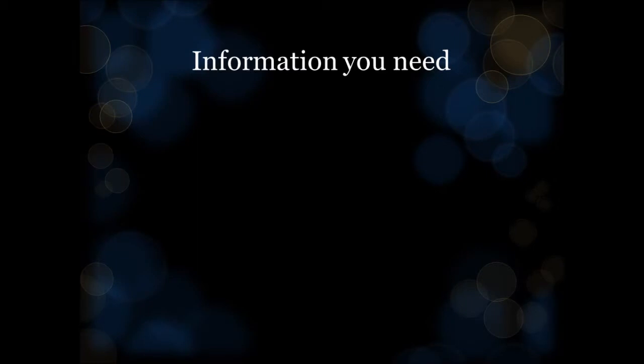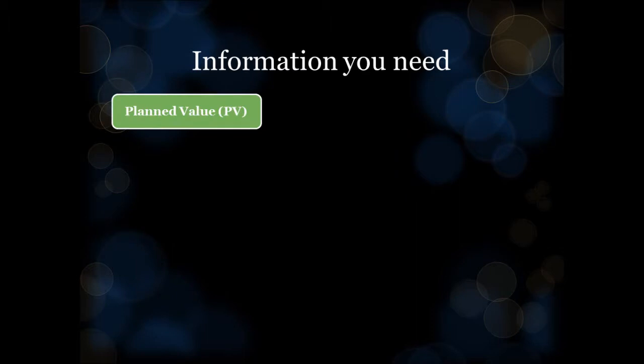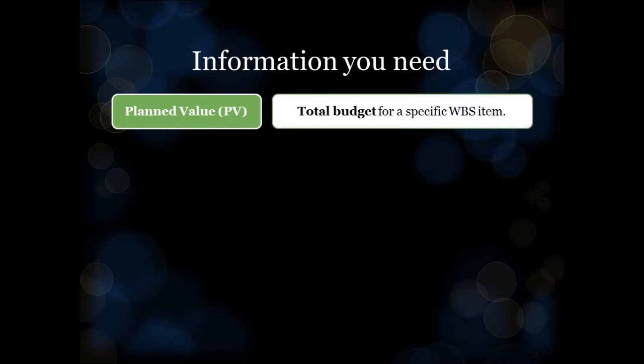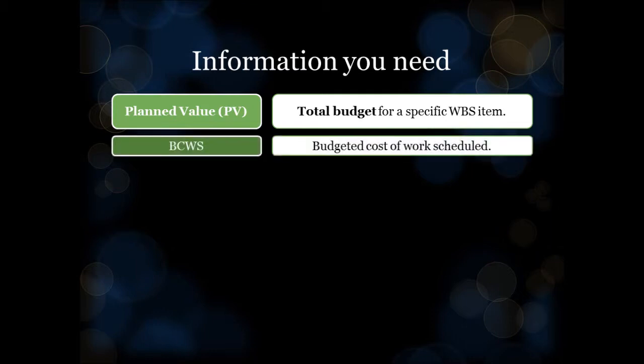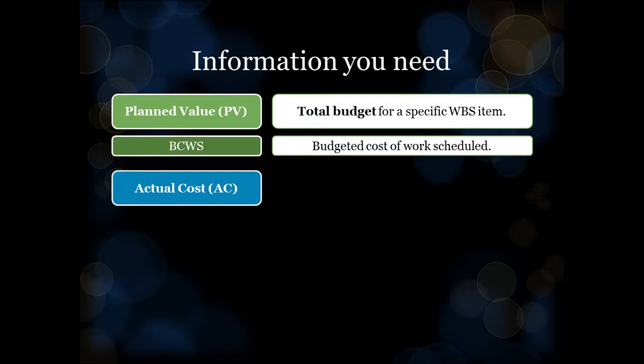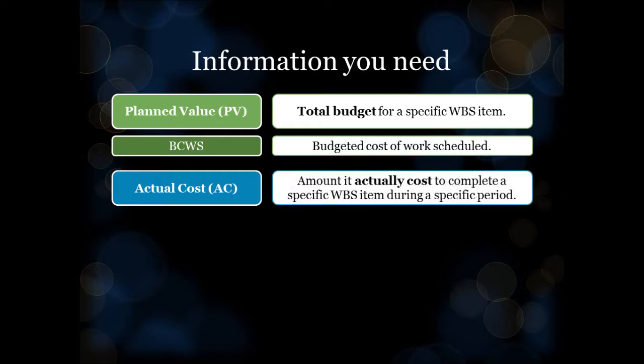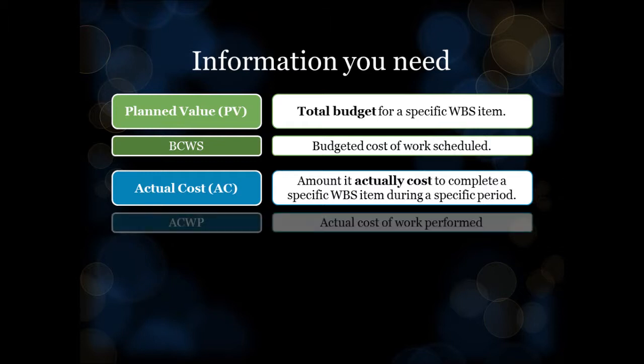To calculate schedule and cost variance, you need 3 pieces of information. Planned value, PV, is the total approved budget for a specific work breakdown structure item. It is also commonly referred to as budgeted cost of work scheduled. Actual cost, AC, is the amount of money it actually takes to complete a specific work breakdown structure item. The term actual cost of work performed is also used and means exactly the same thing.